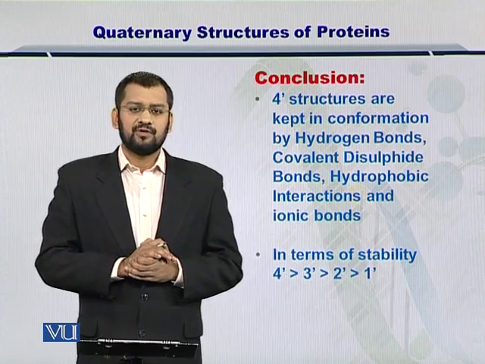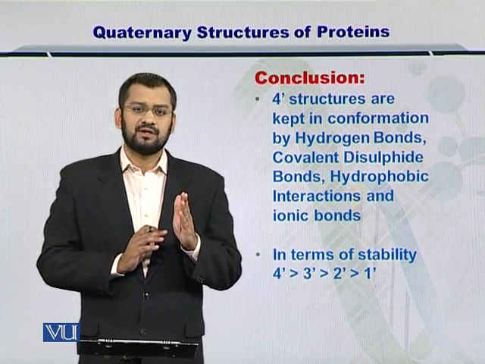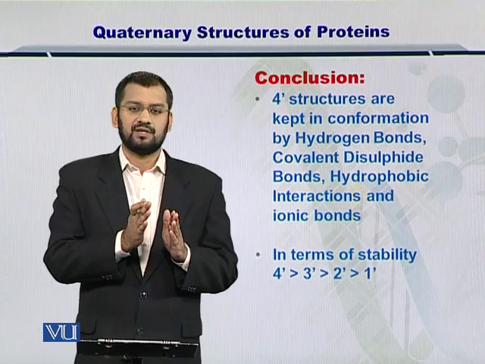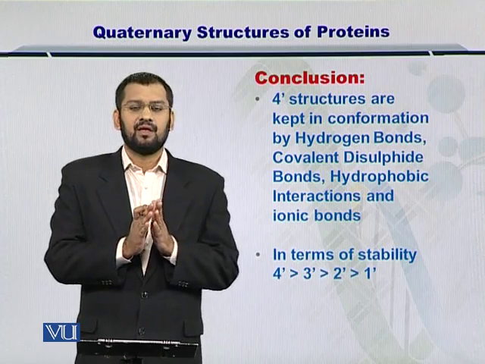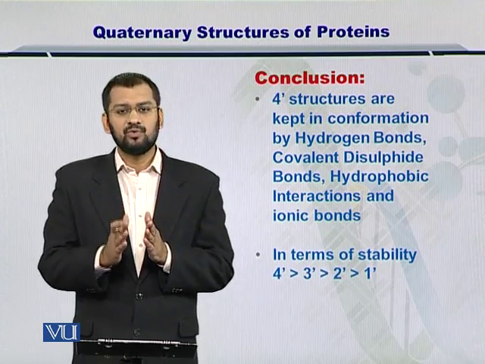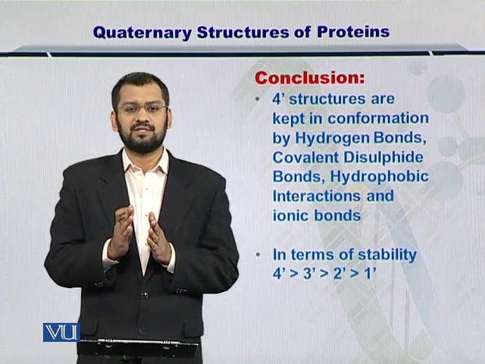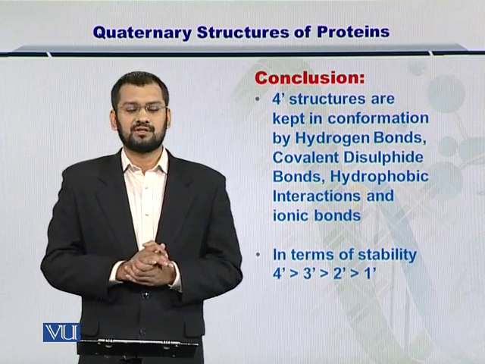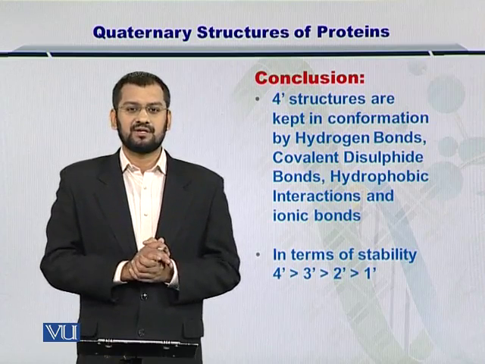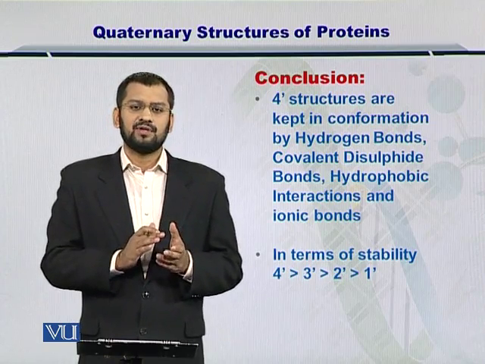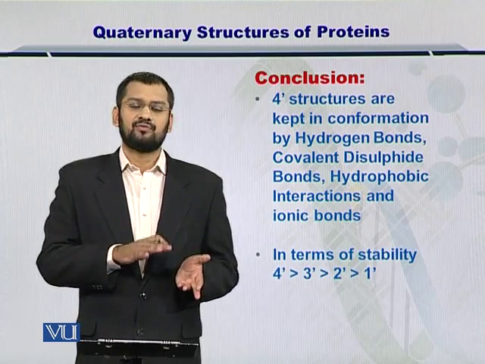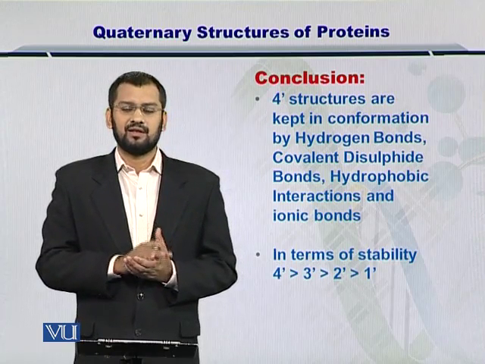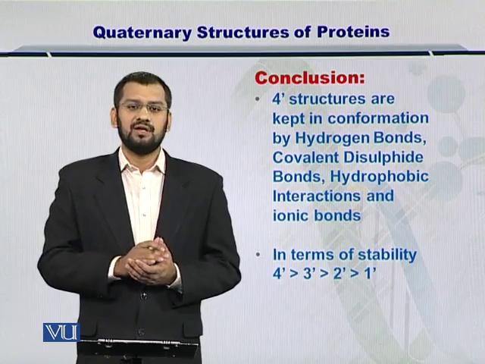The underlying philosophy is that the 1' structure is less stable. The 2' structure, that is the alpha helices and beta sheets, is more stable, but the tertiary structure is even more stable, wherein the alpha helices, beta sheets, coils and loops come together, while the 4' structure or the quaternary structure is the most stable protein structure that you have. All the proteins are aiming for evolving from the 1' structure to the quaternary or the 4' structure, and the underlying principle is their increased stability.